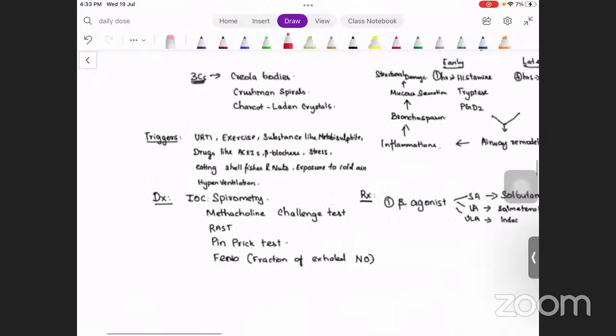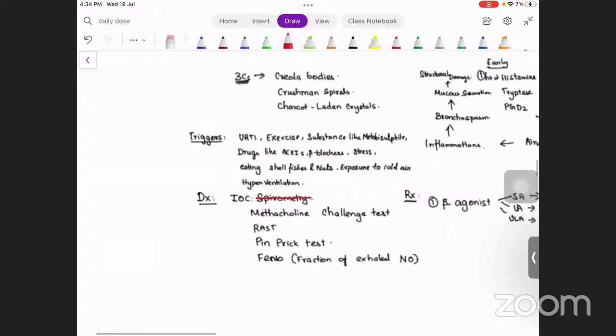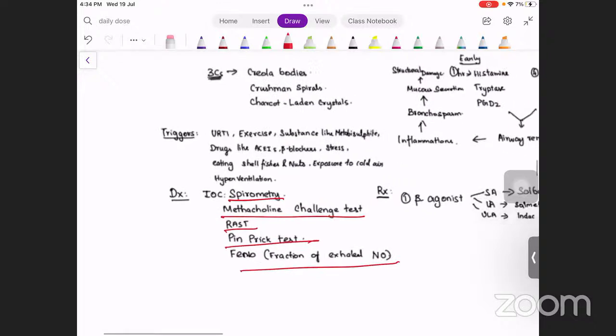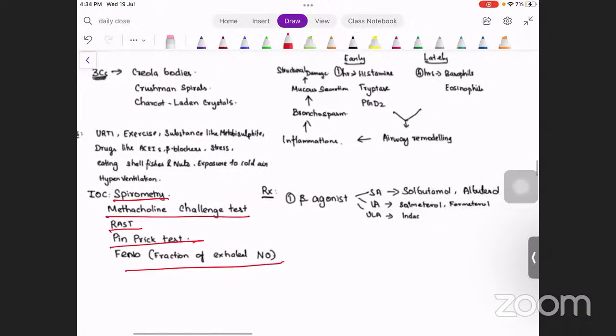Investigations of choice are spirometry and the methacholine challenge test. We studied that in the pharmacology section also. Methacholine challenge test, carbachol, bethanechol, methacholine. Apart from that, you may have a RAST, pinprick test, and you may also have a fraction of exhaled nitric oxide.